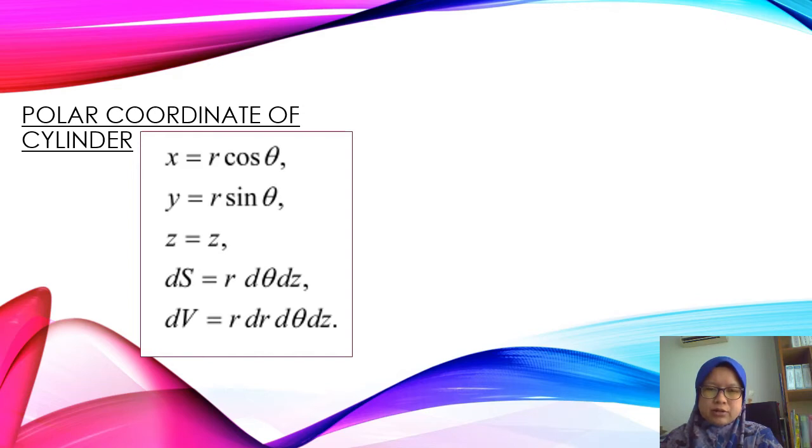Today, I would like to share with you about the polar coordinate of cylinder. This polar coordinate of cylinder is important, especially when you want to do the surface integral and also the volume integral. Surface integral, ds, and the volume integral is dv.